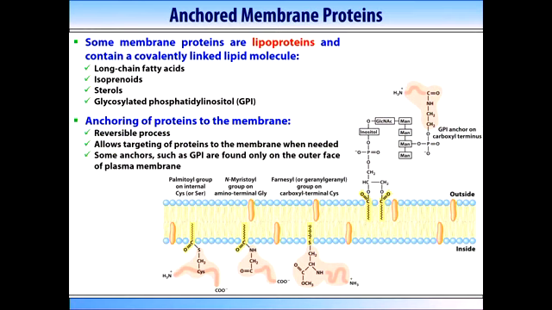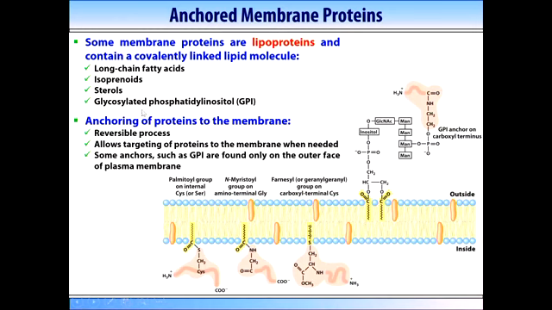Finally, anchored membrane proteins. Some membrane proteins are lipoproteins. In other words, they covalently link to some lipids and contain a covalently attached lipid molecule. It can be either a long chain fatty acid, or some isoprenoid or sterol, or even glycosylated phosphatidyl inositol, the GPI anchor. This is one of the most common types of anchors in biological membranes. Anchoring of proteins to the membrane is a reversible process. It allows targeting of proteins to the membrane when needed and no targeting when not needed.